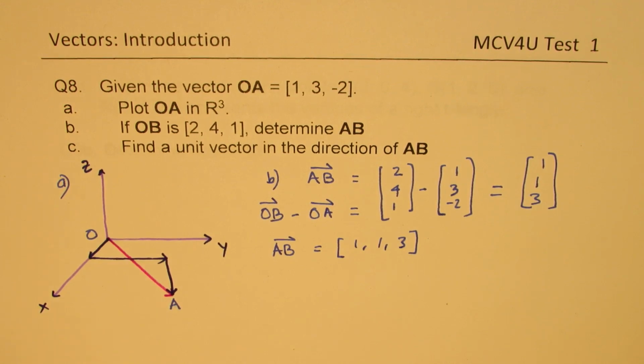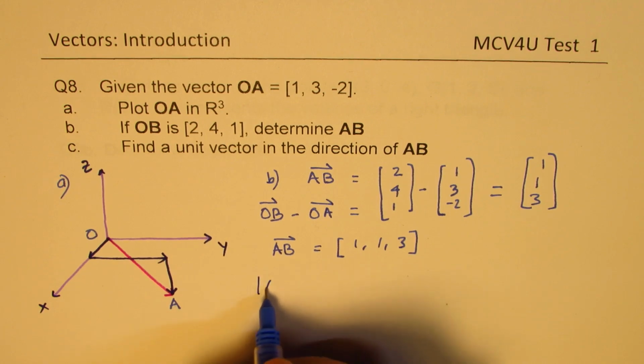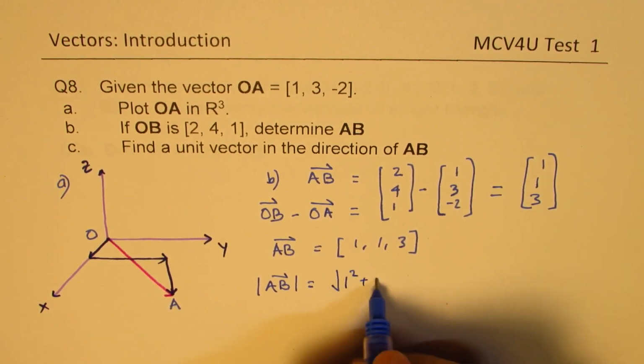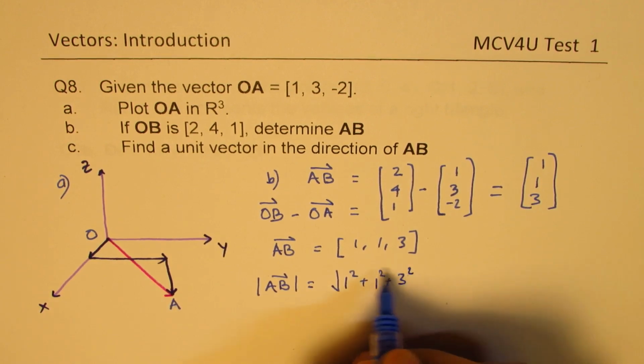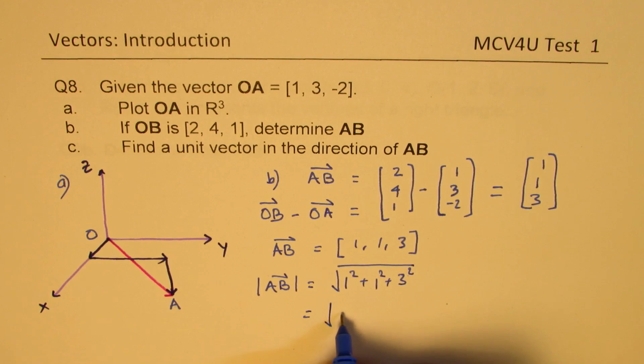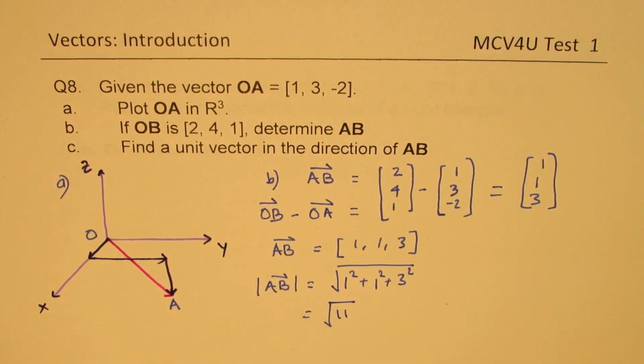Now we need to find the unit vector in the direction of AB. So let's find the magnitude of AB first, which is square root of 1 square plus 1 square plus 3 square, which is equal to square root of 1 plus 1 is 2, 2 plus 9, 11. So that becomes the magnitude of AB.